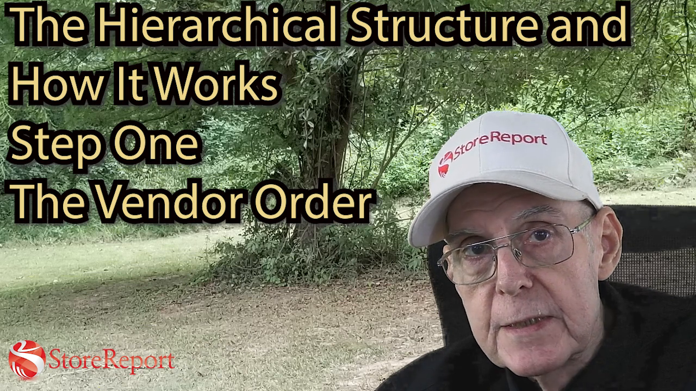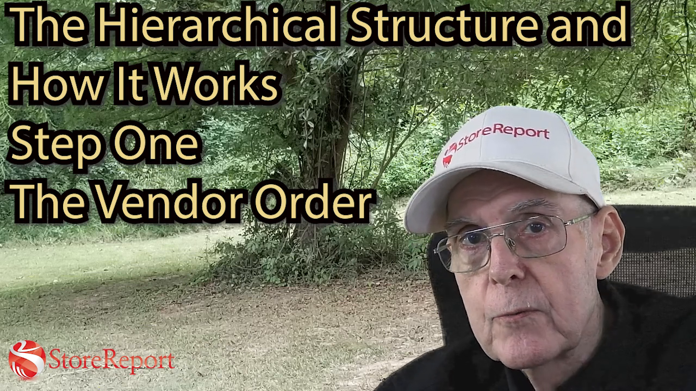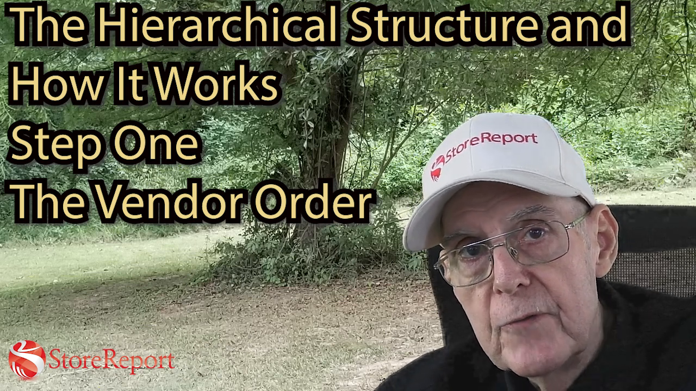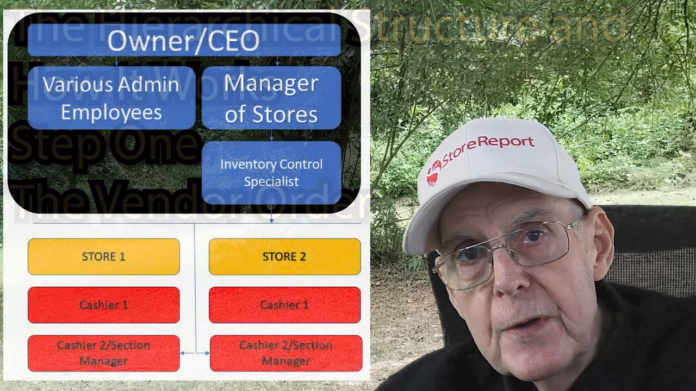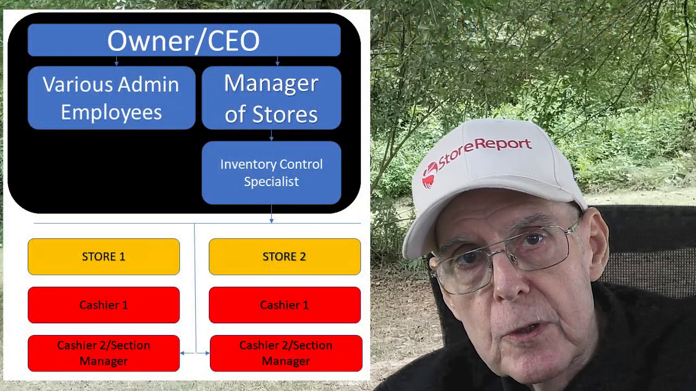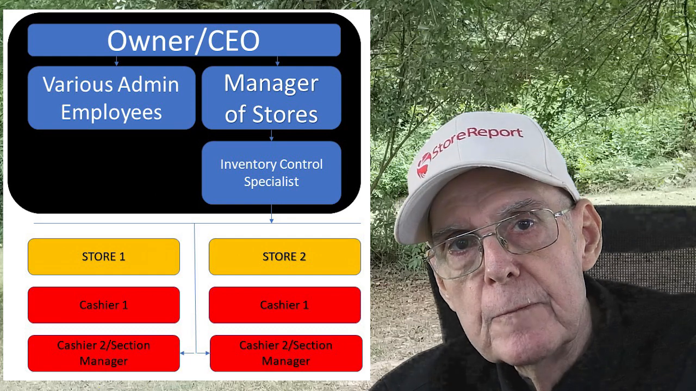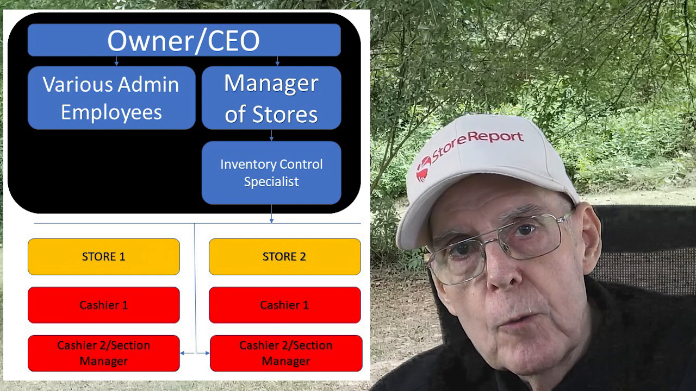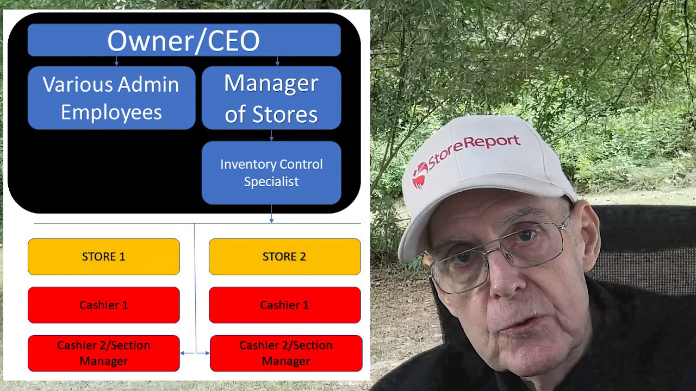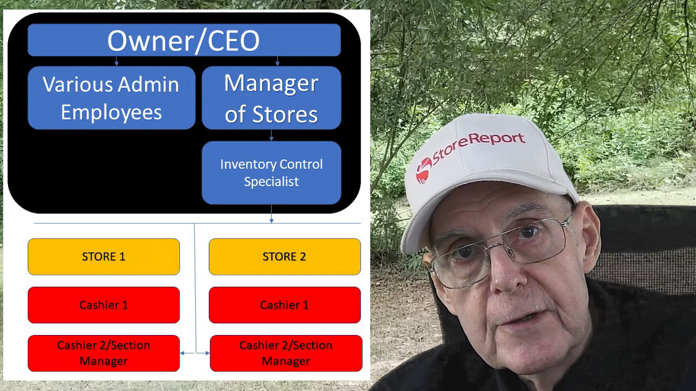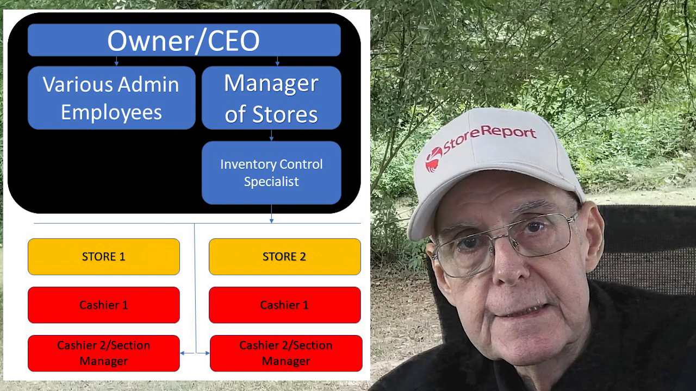The name of this lesson is the hierarchical structure and how it works. Step 1, the vendor order. Refresh yourselves with the hierarchical structure by re-examining the chart. Normally only one corporate entity is affected, the Inventory Control Specialist, the ICS, for their assigned stores.